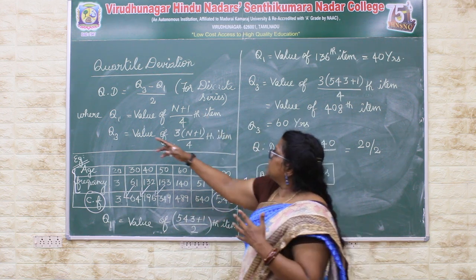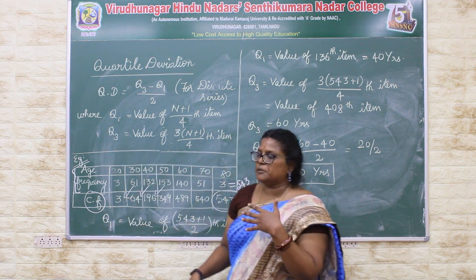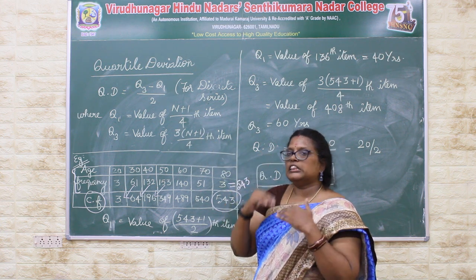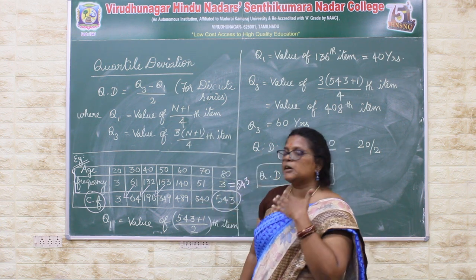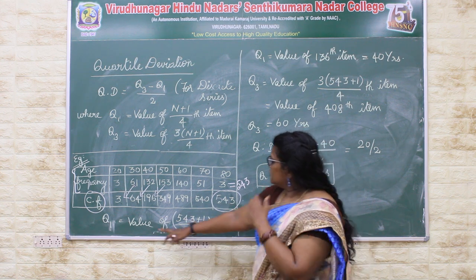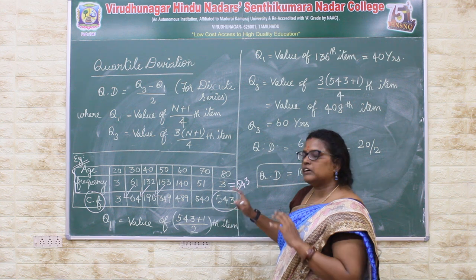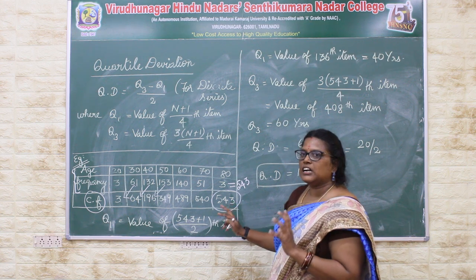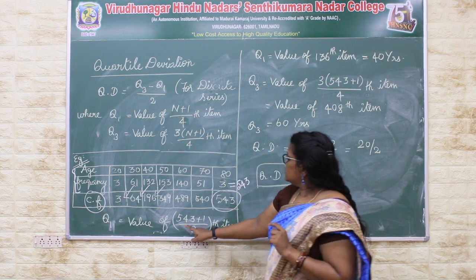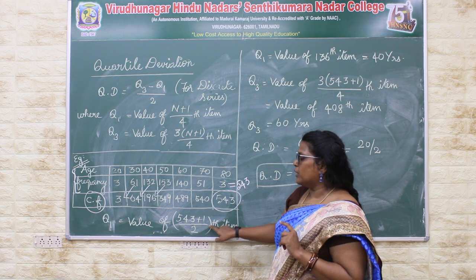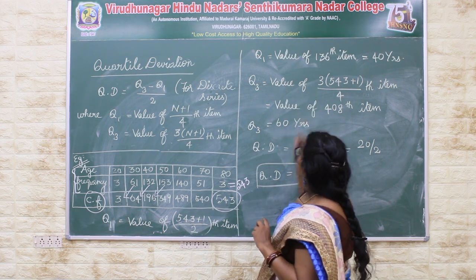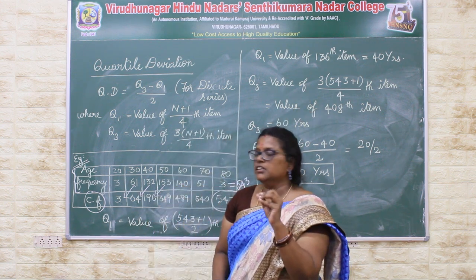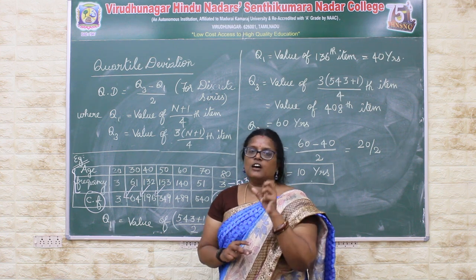Now we find the first quartile and third quartile. Q1 is the value of the (n plus 1) divided by 4 th item. Instead of n, we use the total frequency, which is the last value in the CF, capital N. So (543 plus 1) divided by 4, and if we simplify this we get exactly 136. The age corresponding to that place is our answer.